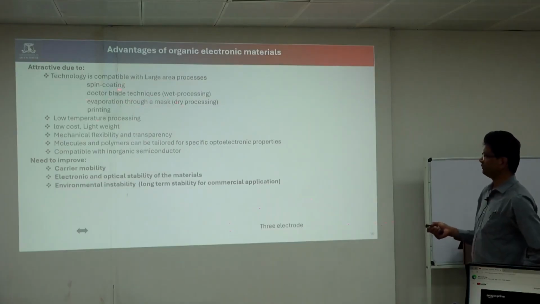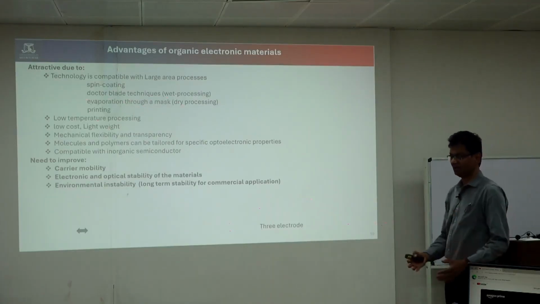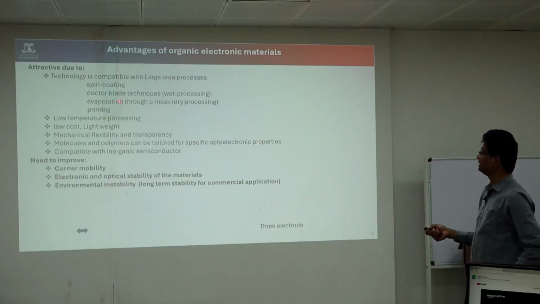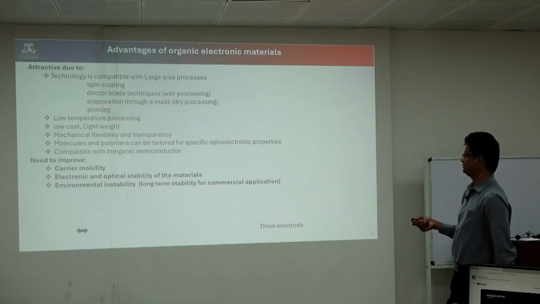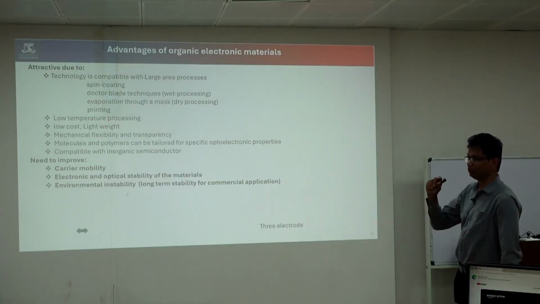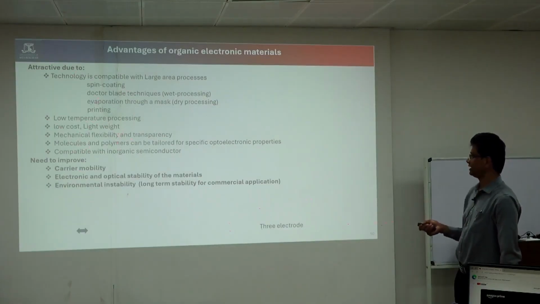Then also we can do evaporation. Evaporation is a standard technique: we use a mask and, at high temperature, we evaporate the material and it deposits. Then printing is the same. We can use various printing techniques, slot die, screen print, all the printing techniques we can follow. It depends on how thick you want the material. Okay, and also, as I said, it is a low temperature process. All these things are attractive. That's a main advantage of organic electronic devices.